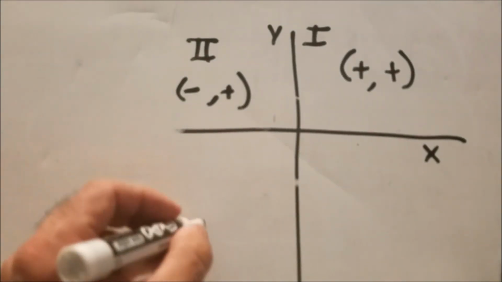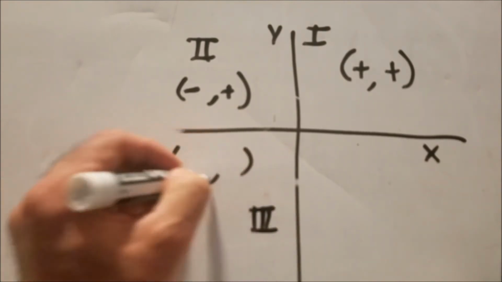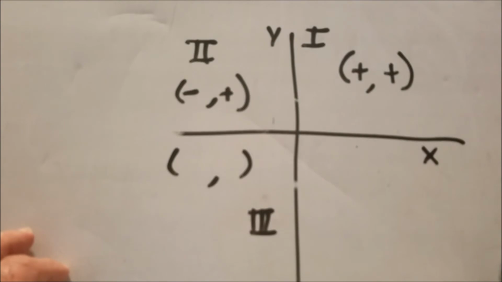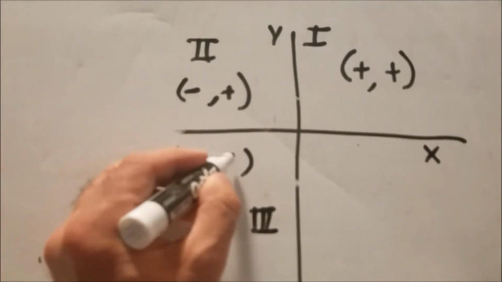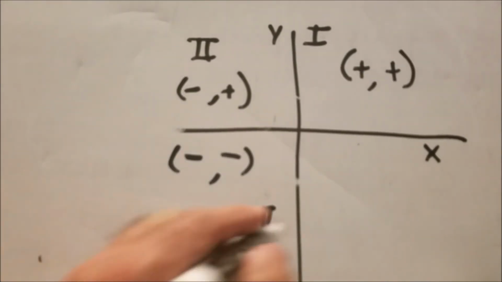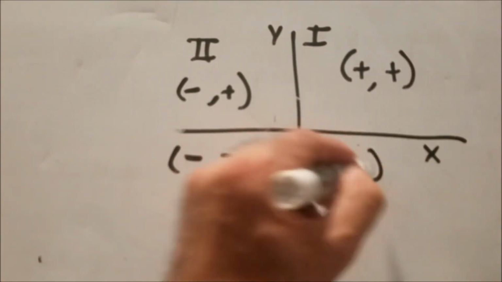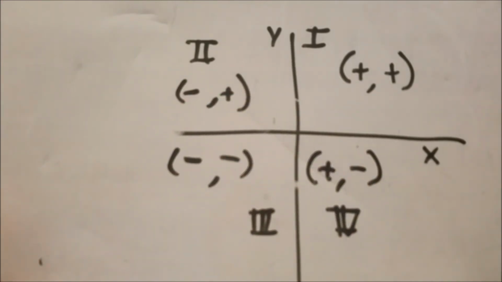Right? In the third quadrant, over here, we'll write 3. What do you think the x and the y are? Well, the x is negative, and so is the y. In the fourth quadrant, the x is positive, but the y is negative. You see that?